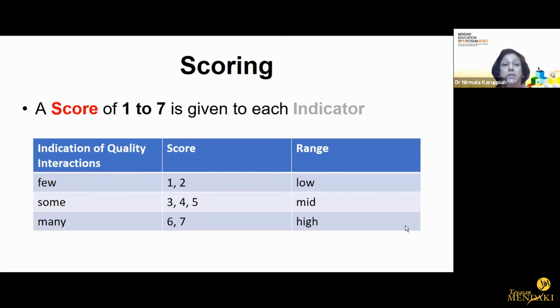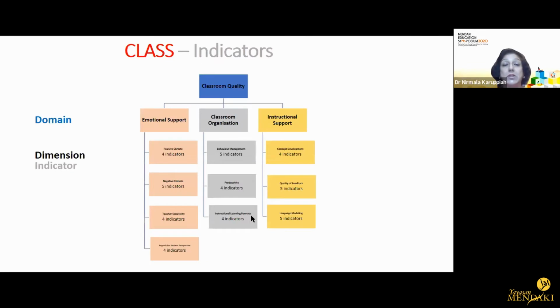All right, so the scoring is done at the indicator level, as I mentioned in the earlier slide. If I take you to the earlier slide, scoring is done under this level, the indicator level, right?